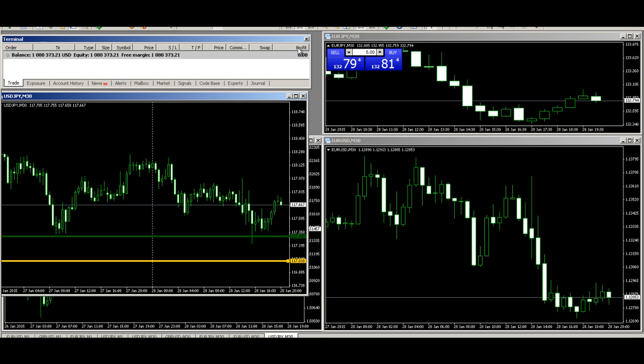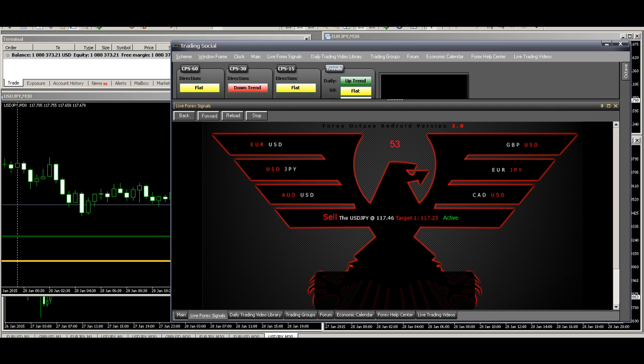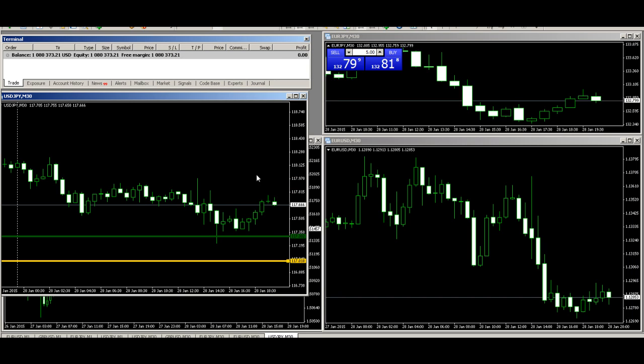Now what I want to do is just go ahead and kind of time my entry a little bit better, since we're dealing with a 10 pip window right here between that absolute high for the calculation and where we're currently sitting at. I'm going to go ahead and mark my charts with this right here just for reference.